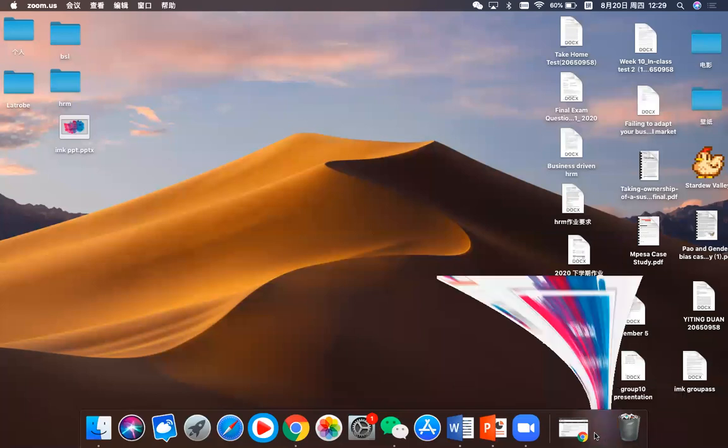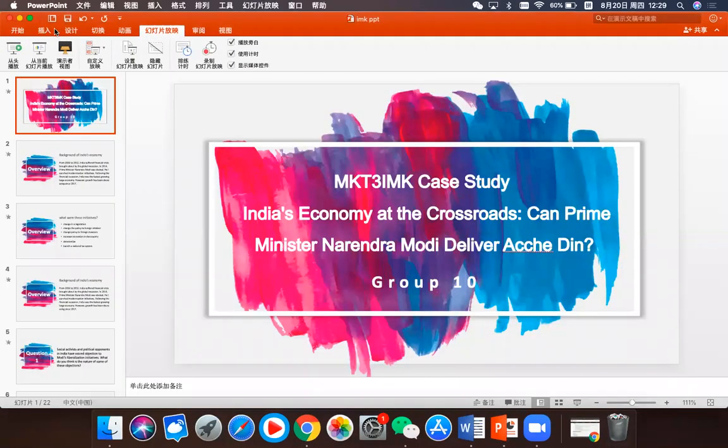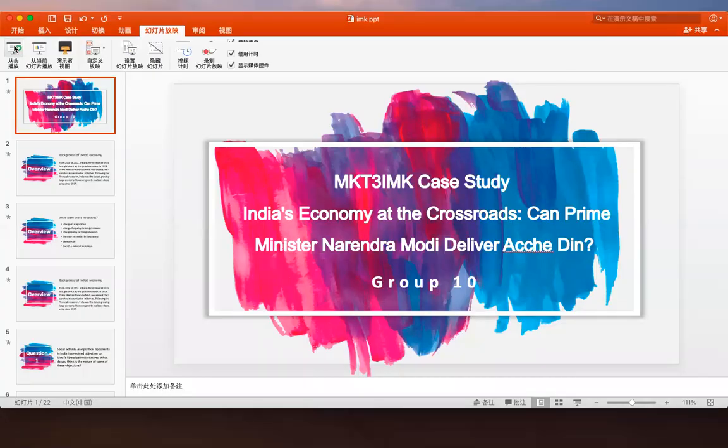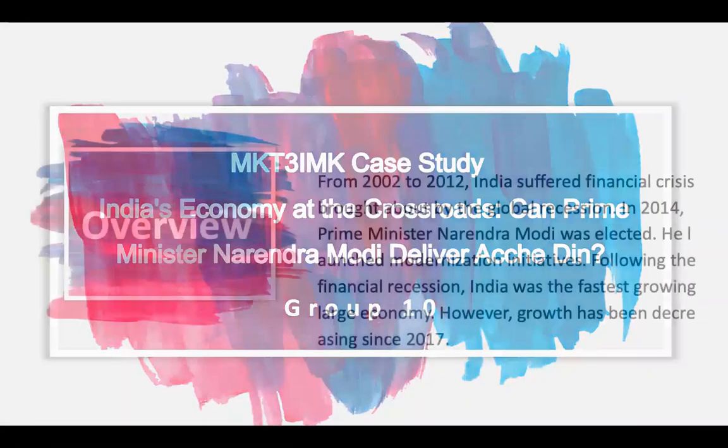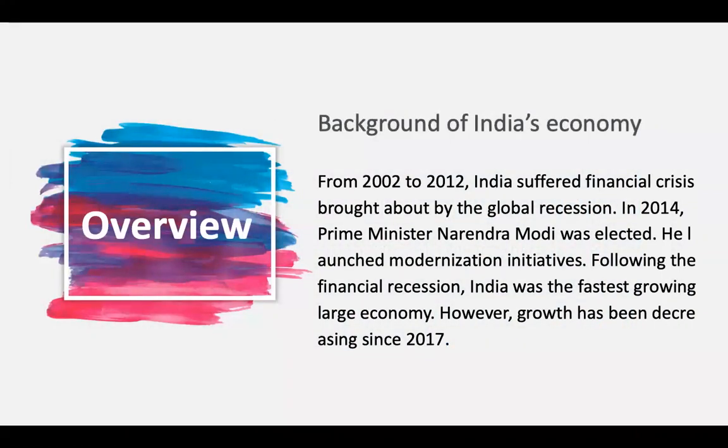Okay, so the case study we are going to discuss is from part 2 of our textbook. They are on pages 62 to 63 and continued on pages 89 to 90. The title is India's Economy at the Crossroads. Can Prime Minister Narendra Modi deliver Achhe Din? Achhe Din is a Hindi word. It means good days. Deliver Achhe Din was his campaign slogan. In the context of the case study, Achhe Din means prosperity for all, or the economic growth of the country.